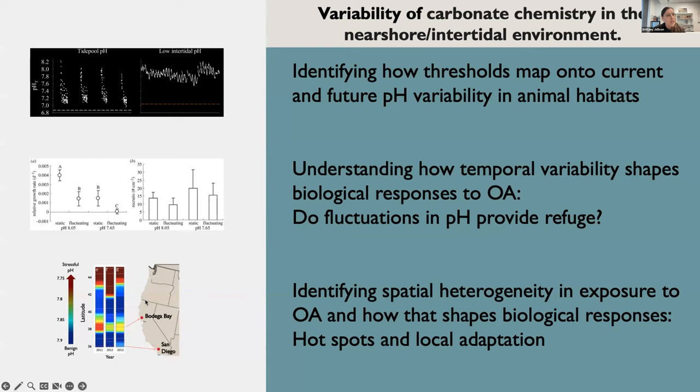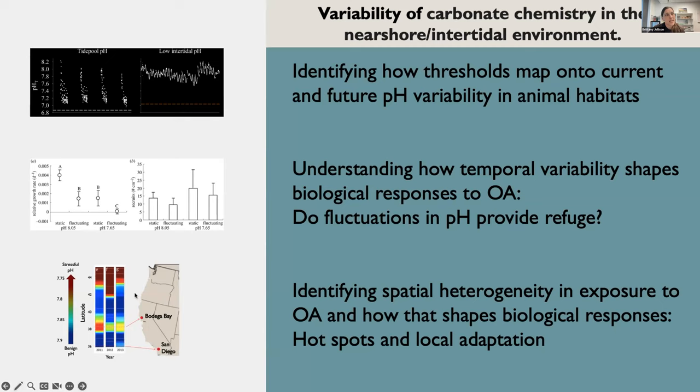And from what we have measured in terms of carbonate chemistry variability in that habitat, it has allowed us to really map out how thresholds that we measure in the lab play out in the field where we see variability. And if we actually understand and have monitored that variability, we can determine whether or not these animals are living close or near to their limits.